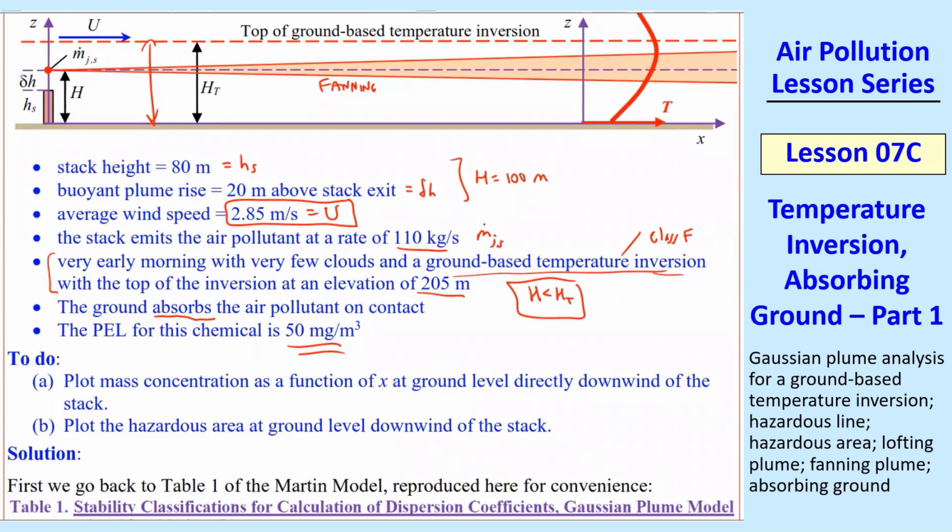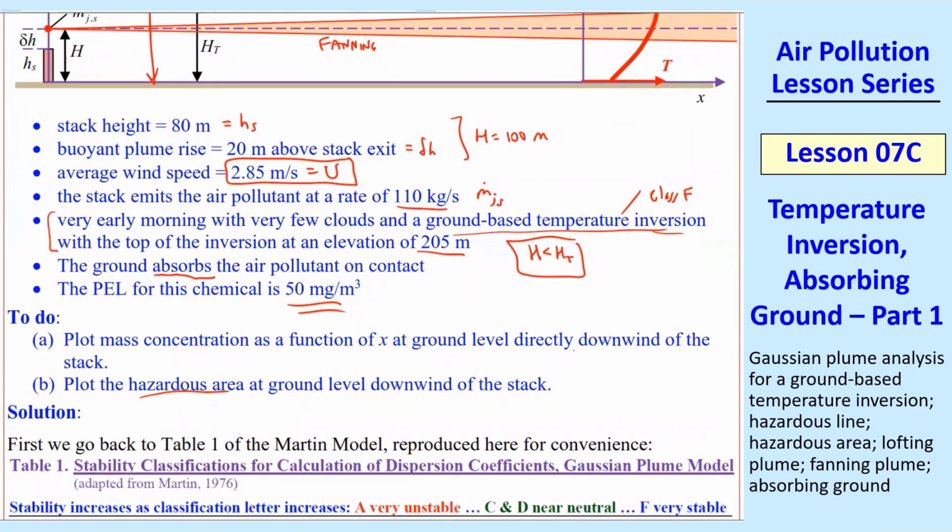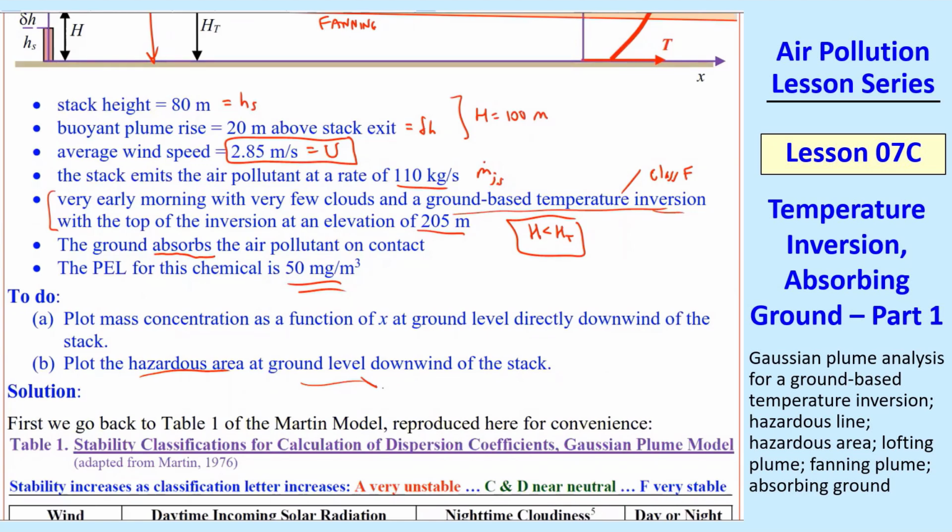Plot mass concentration as a function of X directly downwind, and plot the hazardous area at ground level downstream of the stack. So remember, that means Z equals 0, and directly downwind means Y equals 0. So that's the center line of the plume. And here we're going to look at the variation horizontally in the y direction to calculate the hazardous area.